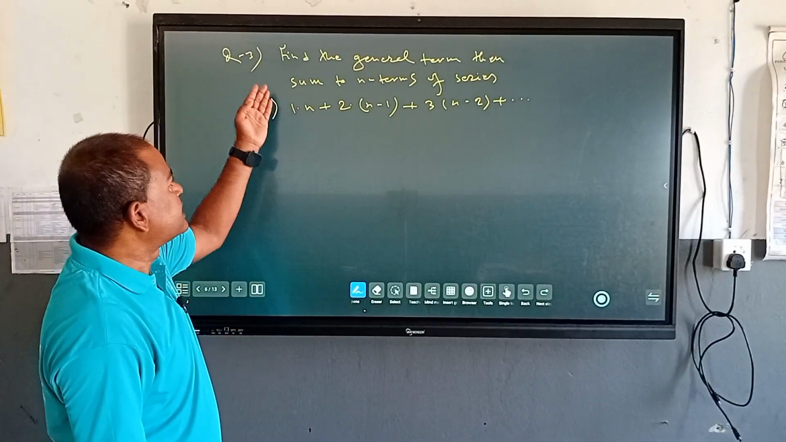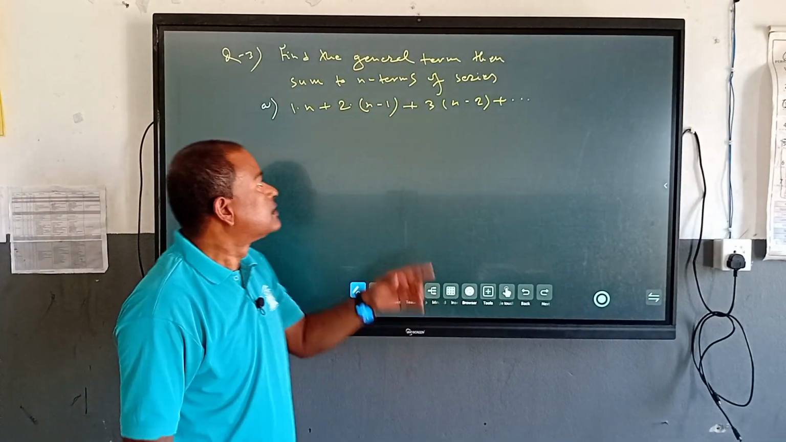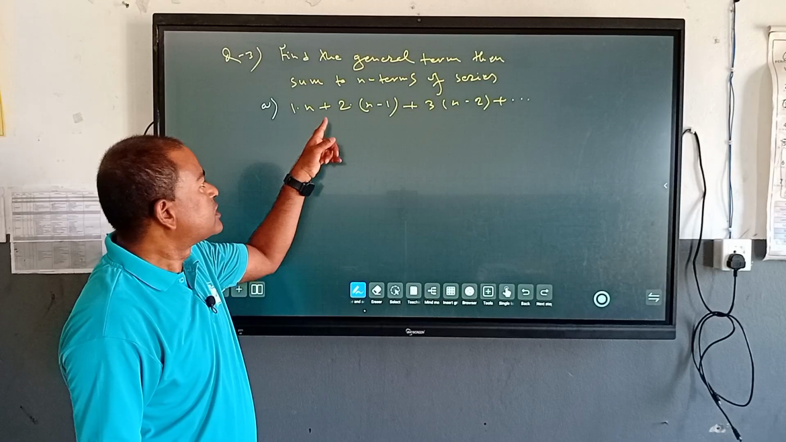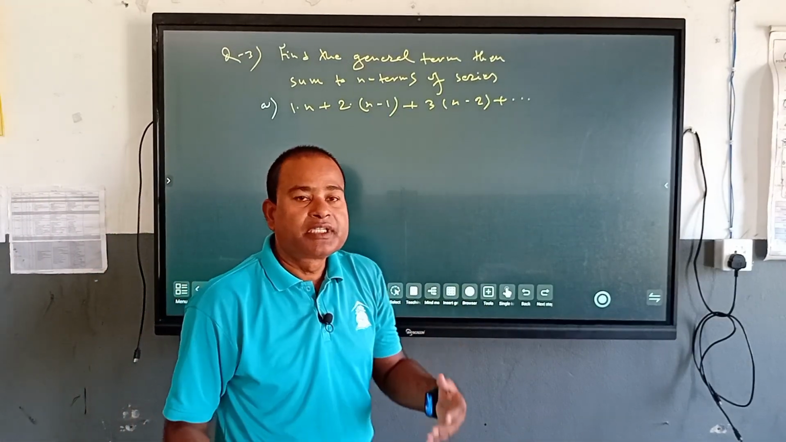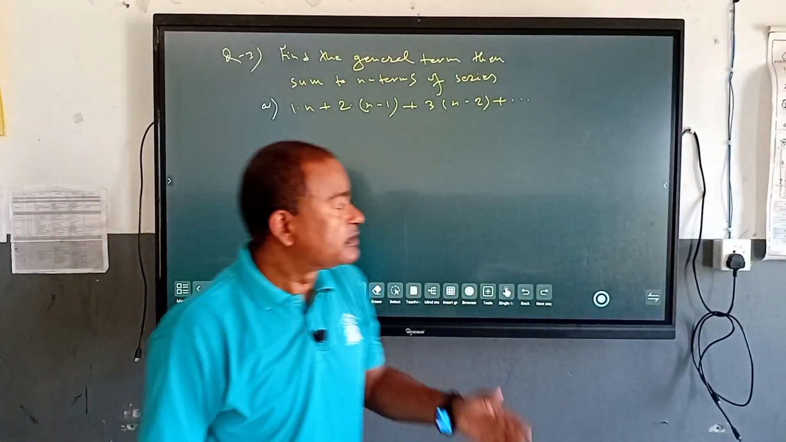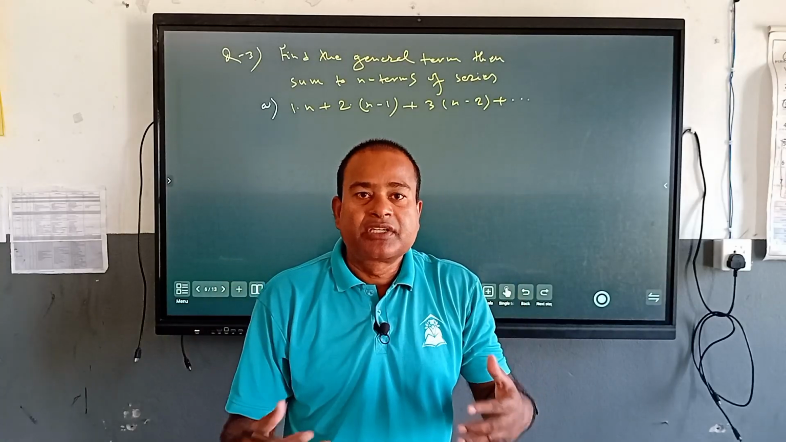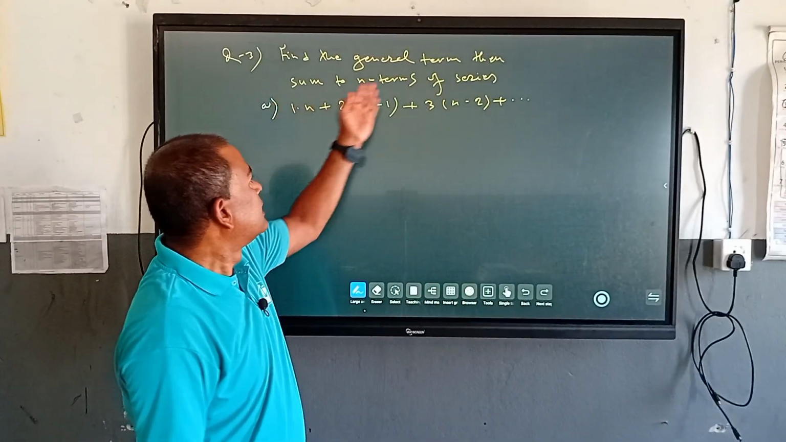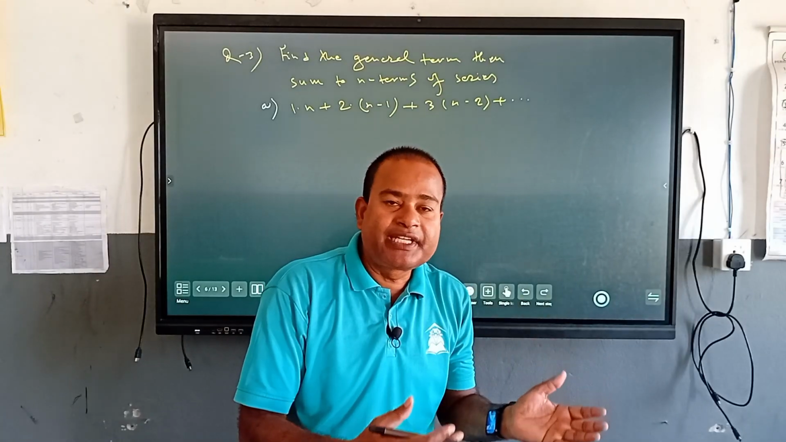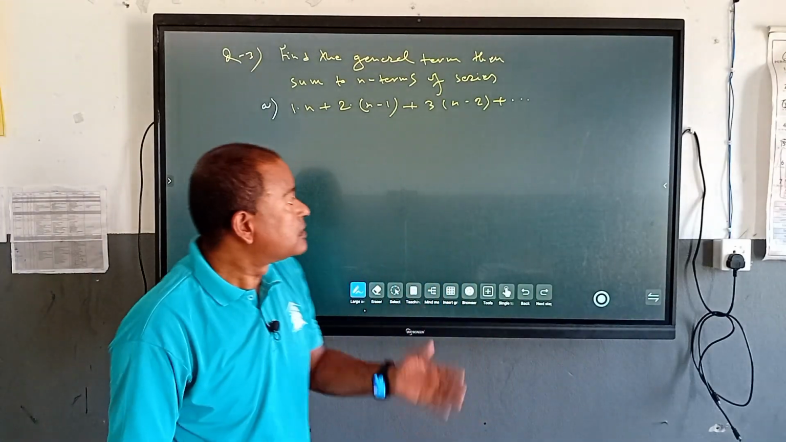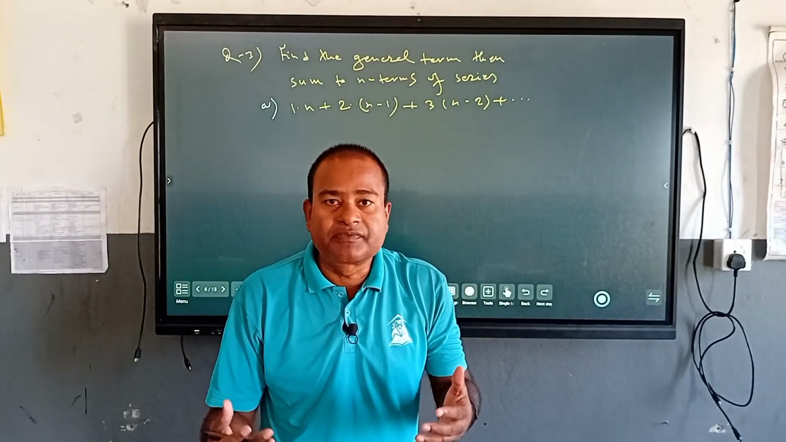Dear students, the question is: find the general term, then the sum to n terms of the series 1 times n plus 2 times (n minus 1) plus 3 times (n minus 2) plus dot dot dot. In this question we are given a series involving natural numbers and we are asked to find the general term, or we can say the nth term of the given series, and after finding the general term we have to find the sum to n terms, that means the sum of the first n terms of the given series.